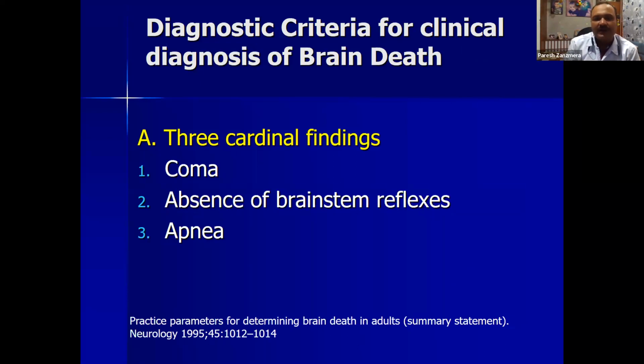So what are the diagnostic criteria for clinical diagnosis of brain death? There are 3 cardinal features and some prerequisites. I will touch on the 3 cardinal features first. The patient should have, one, coma; second, absence of brainstem reflexes; and third, apnea. These should be positive. If we meet these 3 criteria, it is almost certain that this patient is brain dead.